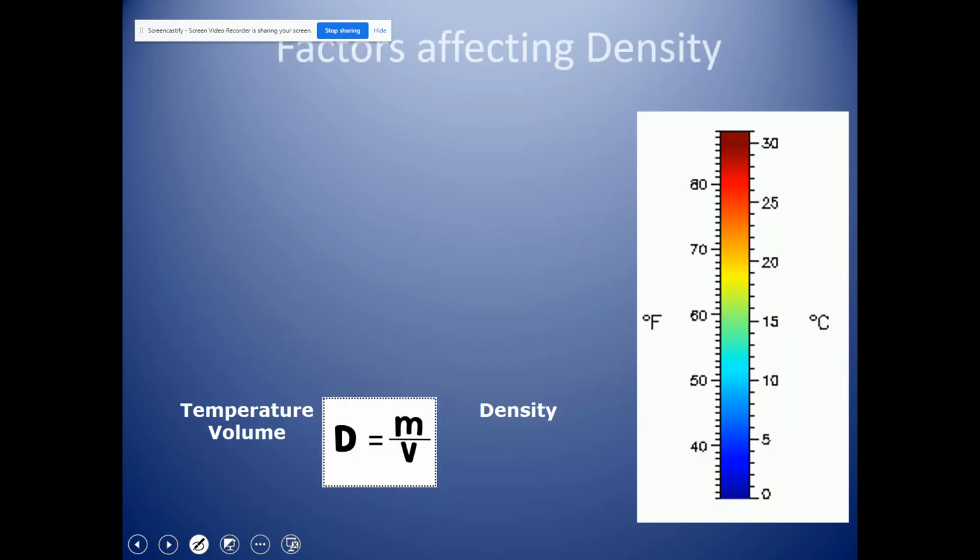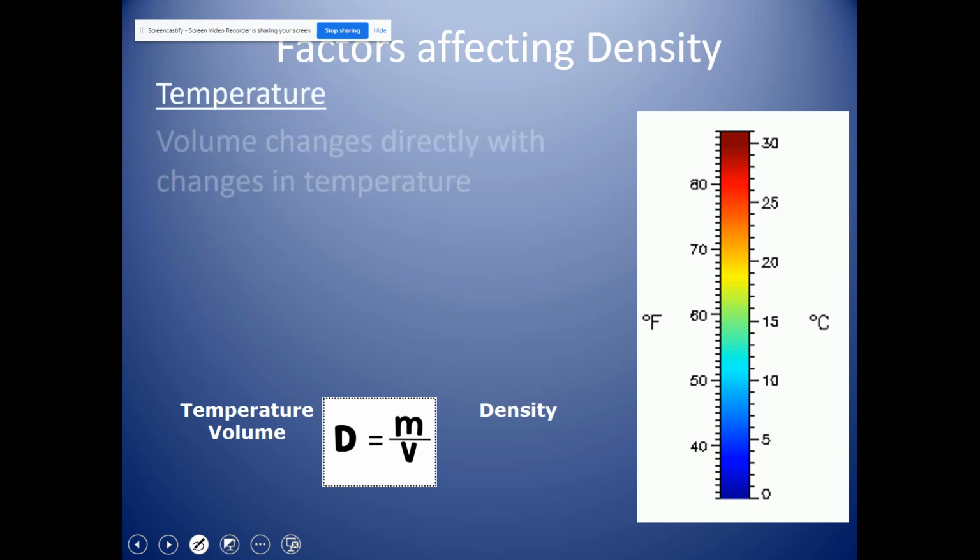Which tells us that there are going to be some factors that affect the density of objects on Earth. And temperature is one of the main factors, because temperature really will affect the volume of something. Okay, and the volume is down here on the bottom. And remember, as the volume increases, the density will decrease. As the volume decreases, the density will increase. So volume changes directly with the change in temperature.